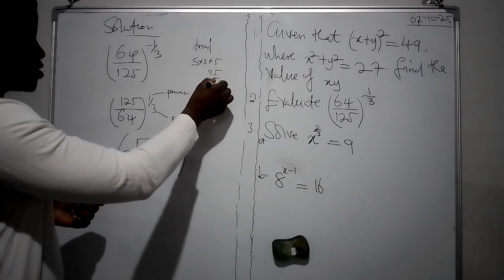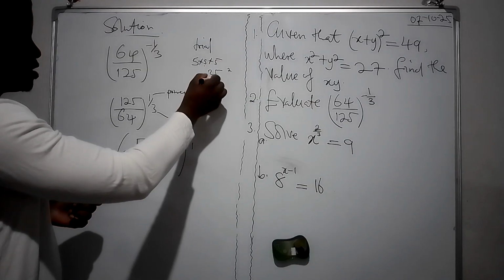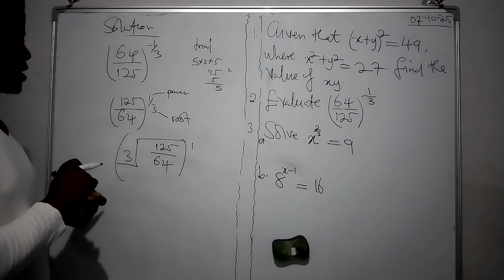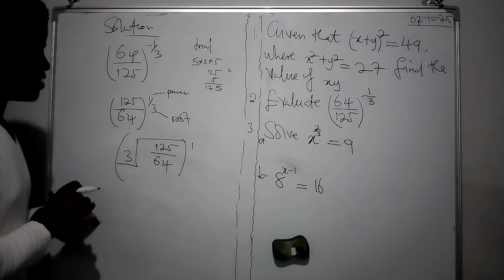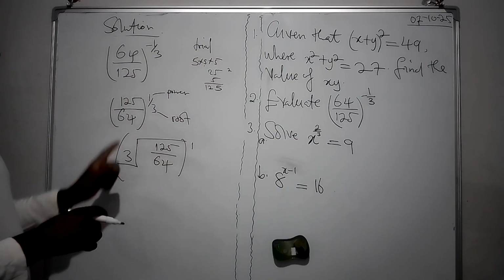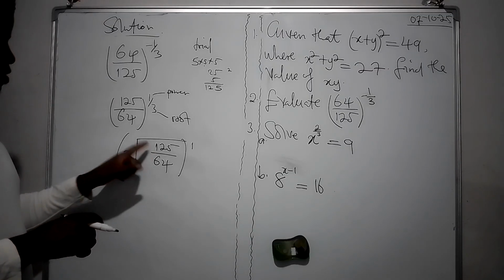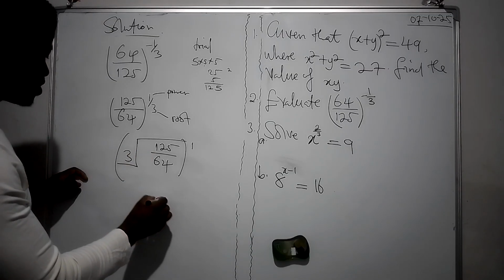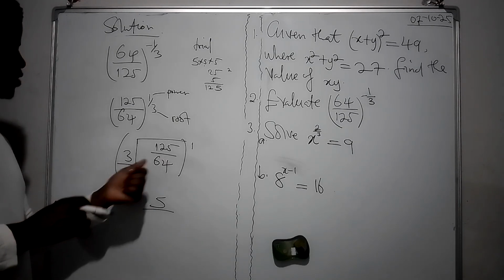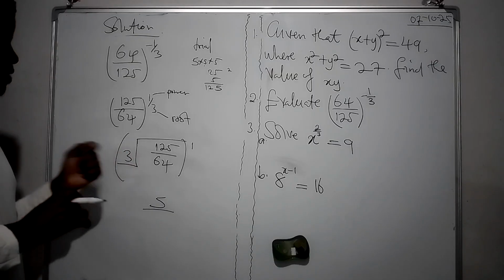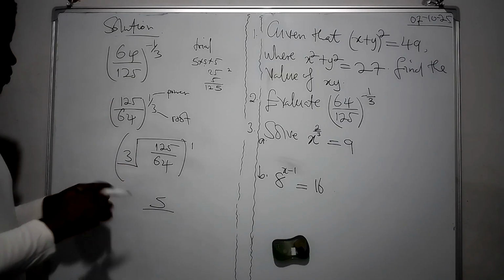5 times 5, that's 25. So we're going to have 5, remainder 2. This one times this one, it will give us 10 plus 1, that's 12. So 125. That means the number that we can multiply 3 times to give us 125 is 5. So we're going to write 5 divided by the number that we can multiply 3 times to give us 64.